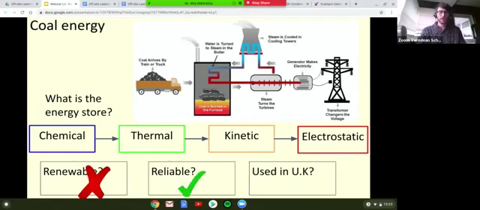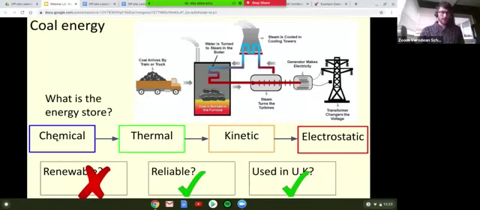So it's reliable. If there's not enough electricity in the UK, they will burn more coal in order to keep up with the demand of electrical energy. So it's reliable. We can turn it on and off when we want, generate the electricity when we want. Is it used in the UK? Of course it is, yeah. It's been used for the last 100, 200 years, coal energy, even longer, sorry.